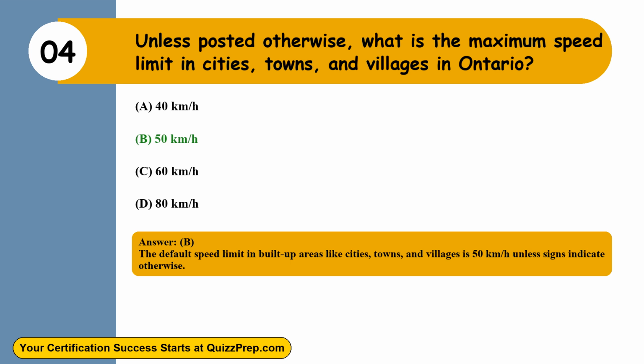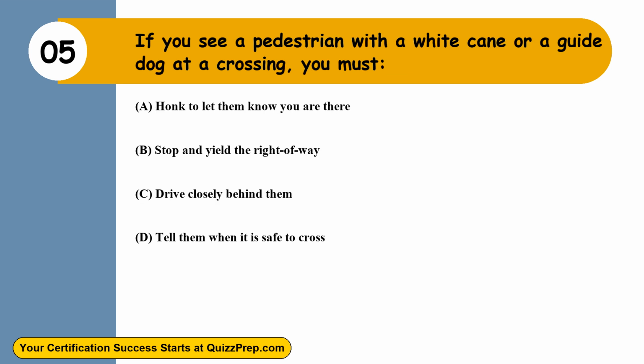indicate otherwise. Question 5. If you see a pedestrian with a white cane or a guide dog at a crossing, you must Option A, honk to let them know you are there. Option B, stop and yield the right-of-way. Option C, drive closely behind them. Option D, tell them when it is safe to cross.